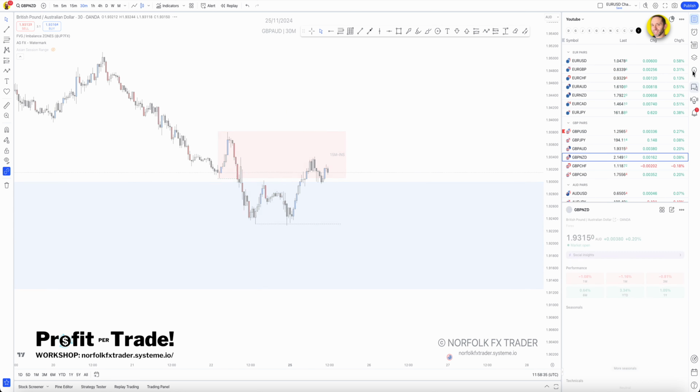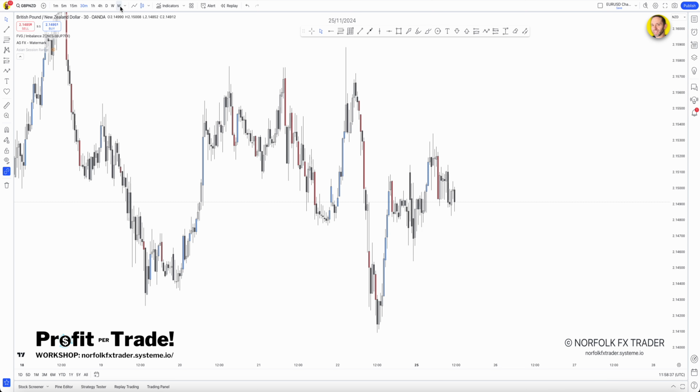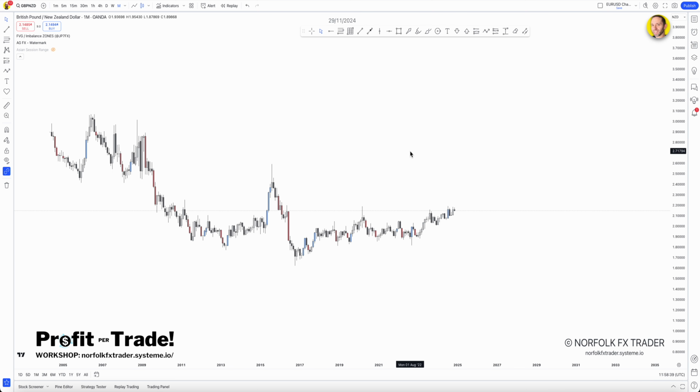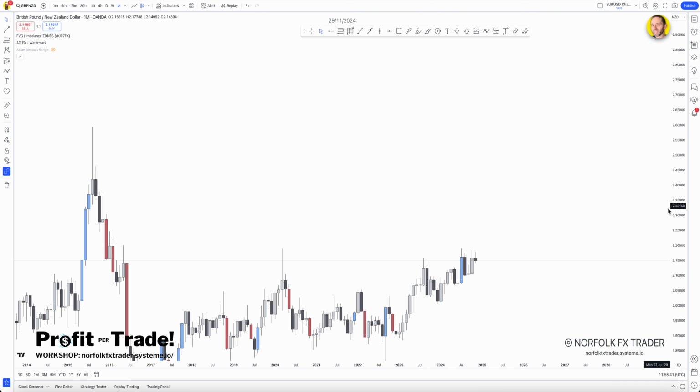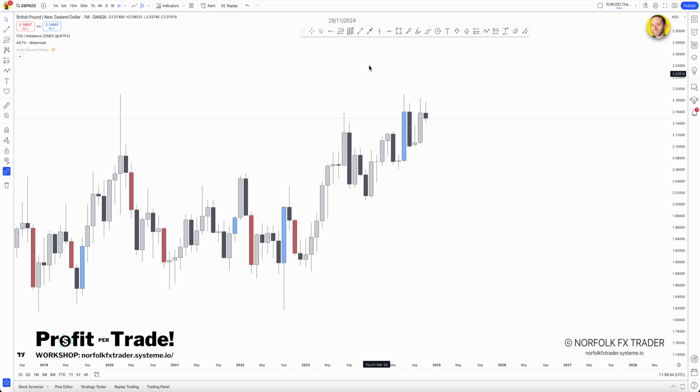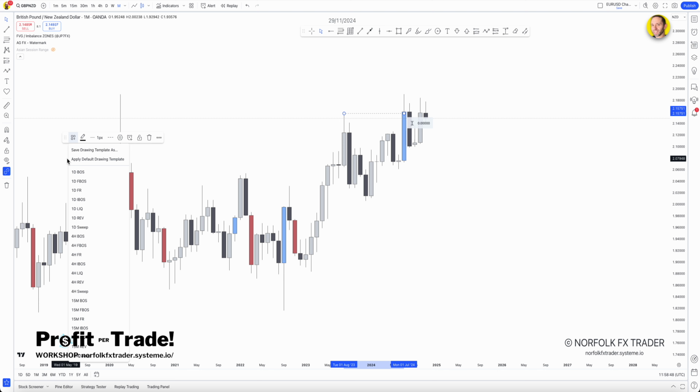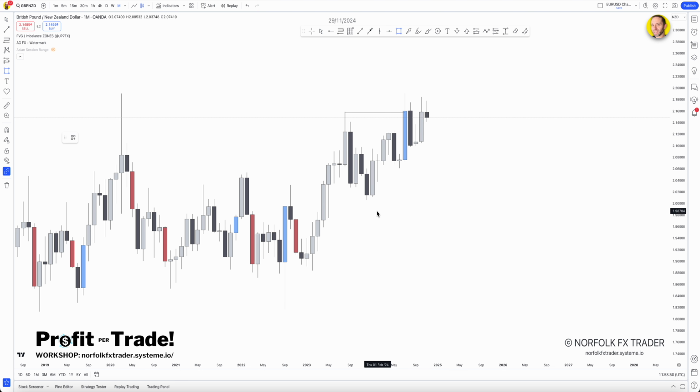Next pair is the pound New Zealand. Again, let's go through this a bit quicker. You can see how quickly we can actually do this then. So the last break of structure is right here for me. So let's mark that out. The area of demand is really here.